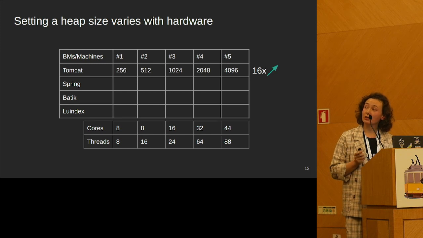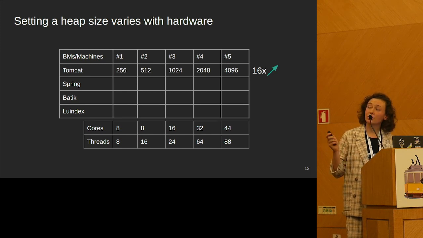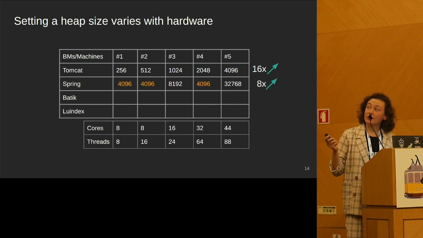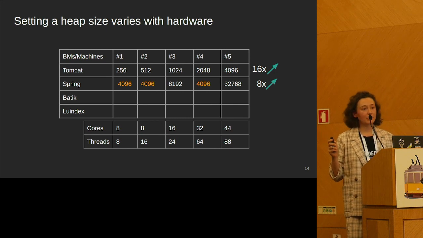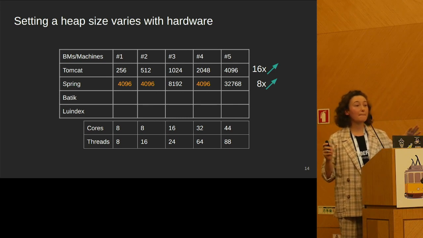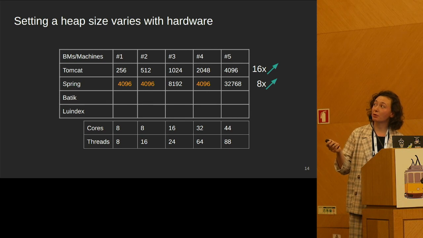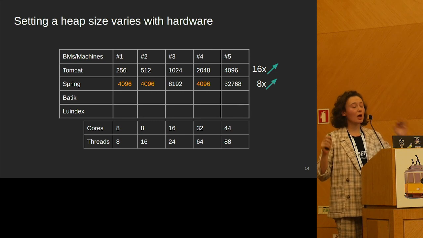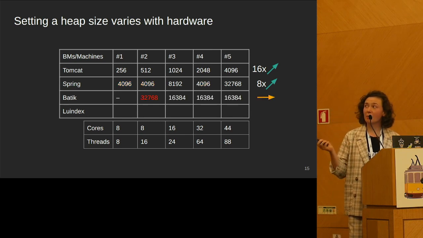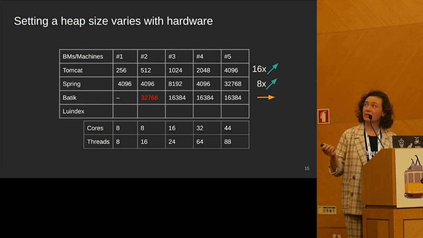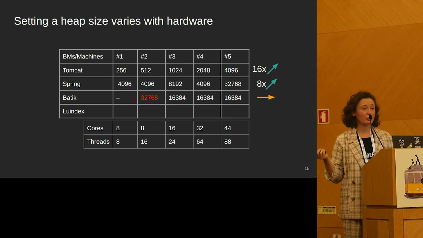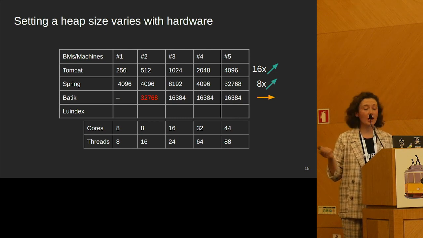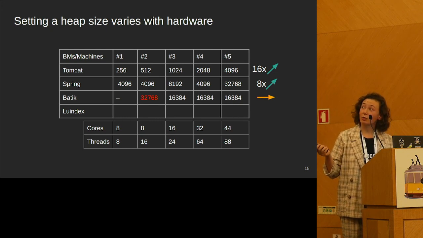For example, for Tomcat, you can see a very clear pattern. The memory just grows with the number of cores and threads. If we look at Spring, it's a similar pattern. The heap size grows, but you can also see that we need as much memory for the 4th machine as for the 1st. Okay, it already breaks the pattern, but let's go on. Batik, well, you can see that for the 2nd machine, you need twice as much memory as for the biggest machines. And then after the 2nd one, it stays relatively the same, and the same goes for Luindex.